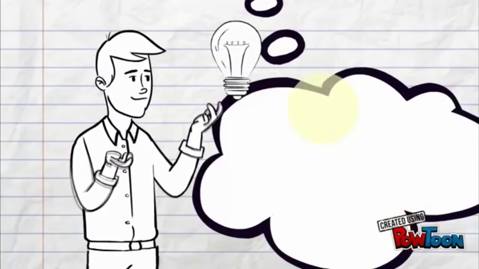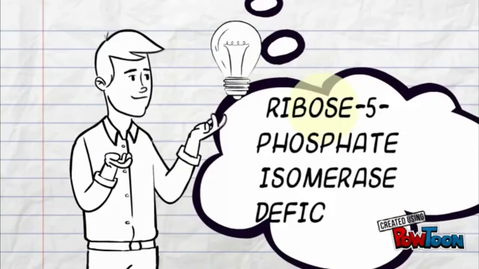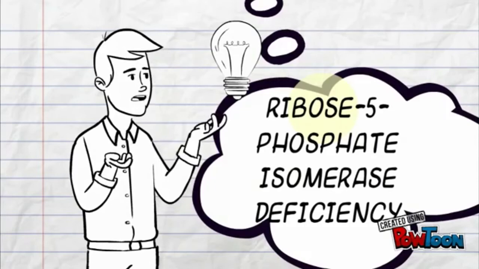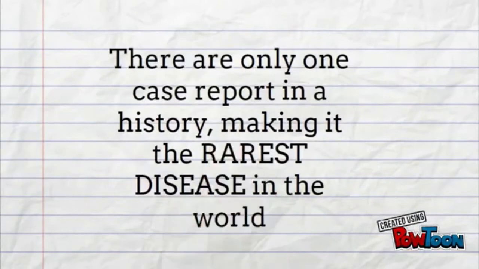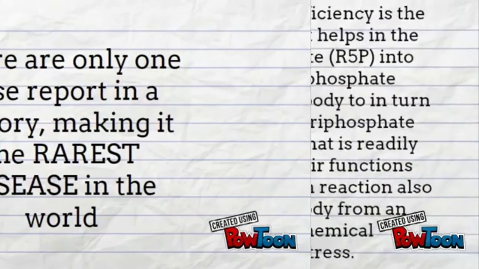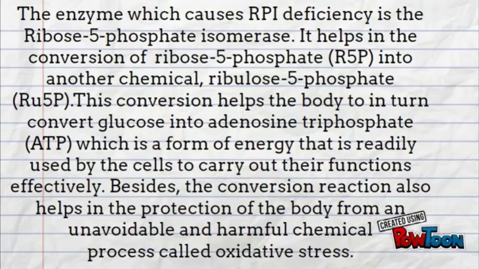Another pentose phosphate pathway disorder is ribose 5-phosphate isomerase deficiency, also known as RPI deficiency. Only one case of this disorder has been recorded in history, making it the rarest disease in the world. The enzyme which causes RPI deficiency is ribose 5-phosphate isomerase. It helps in the conversion of ribose 5-phosphate into another chemical, ribulose 5-phosphate. This conversion helps the body in turn convert glucose into adenosine triphosphate, ATP, which is a form of energy that is readily used by the cells to carry out their functions effectively.